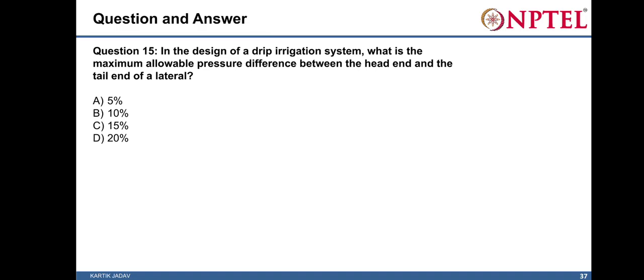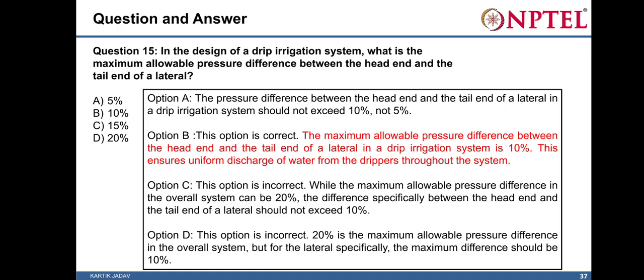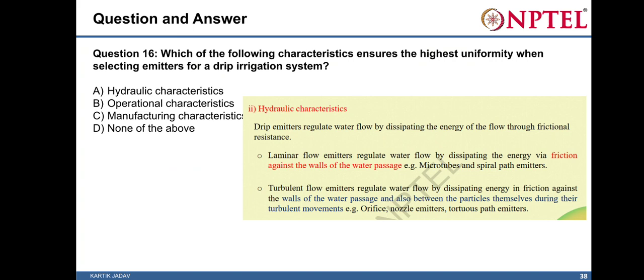In the design of a drip irrigation system, what is the maximum allowable pressure difference between the head end and the end of the lateral? So the maximum allowable pressure difference between the head end and tail end of the lateral in a drip irrigation system is 10%. So right, it is correct. While if they ask about velocity, then velocity is 20%.